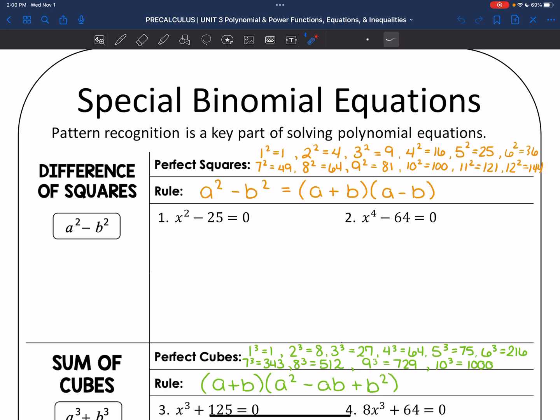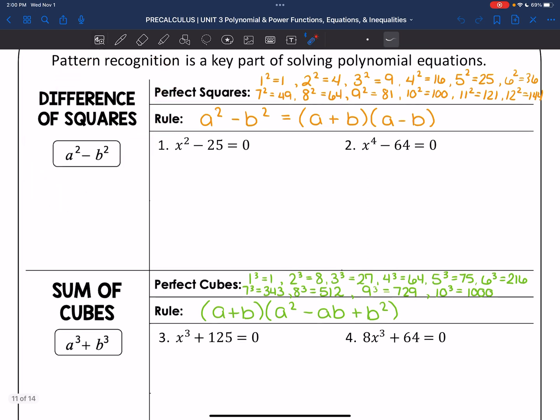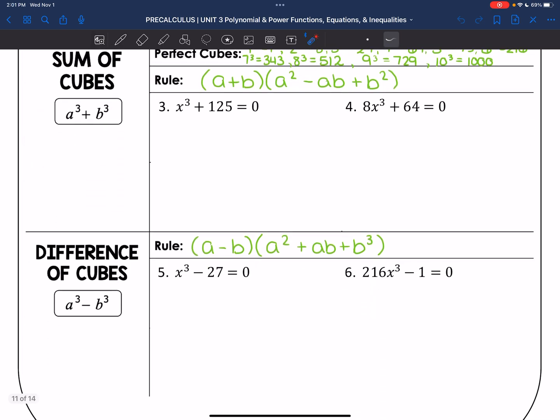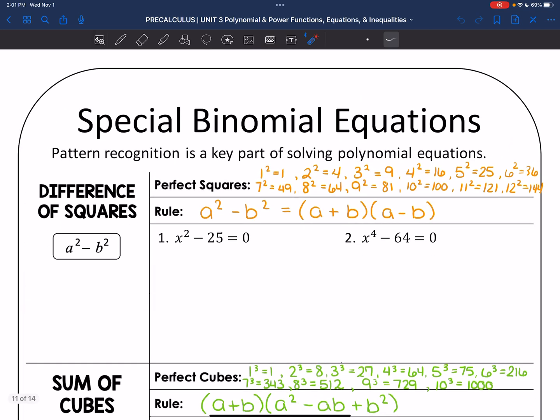So here's the deal. Pattern recognition is a really key and important part of solving polynomial equations. So we want to have an eye for our polynomials to be written in these ways, because if they are written in one of these three ways, as either a difference of squares, a sum of cubes, or a difference of cubes, we can use these patterns and these rules to solve rather easily. So let's go ahead and begin.